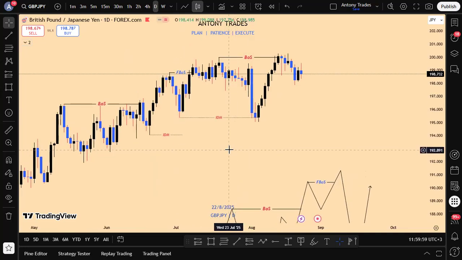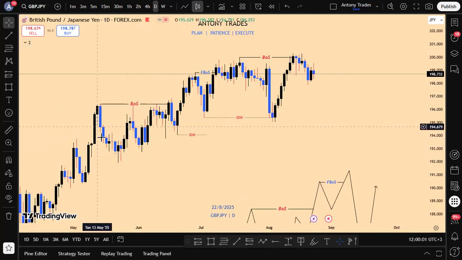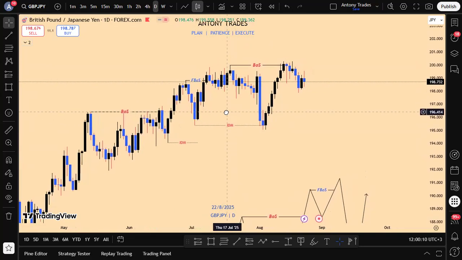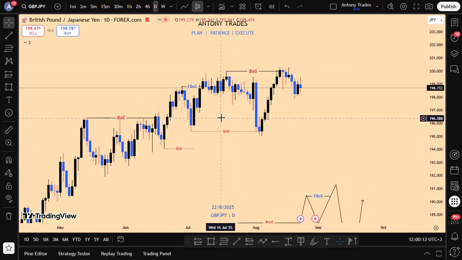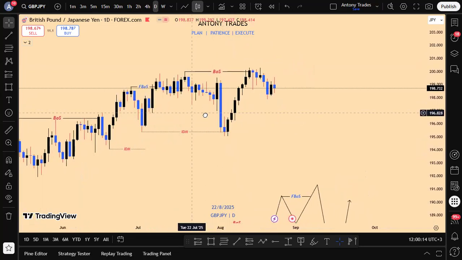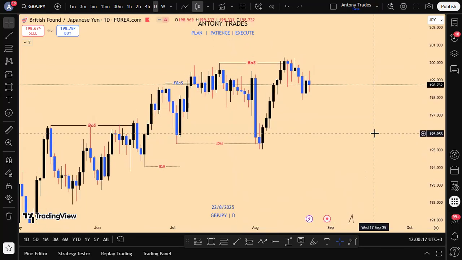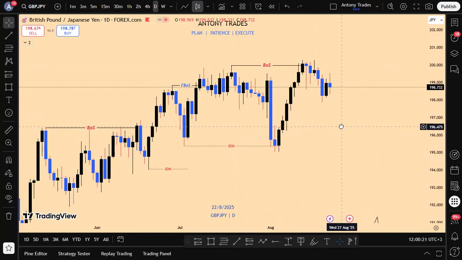And I can guarantee you, if you train your eyes on how to identify this valid break of structure, where there is an inducement, then I can guarantee you that you will be a profitable trader. Now that you know that, let's now analyze our chart.